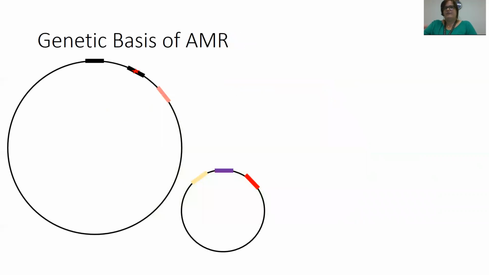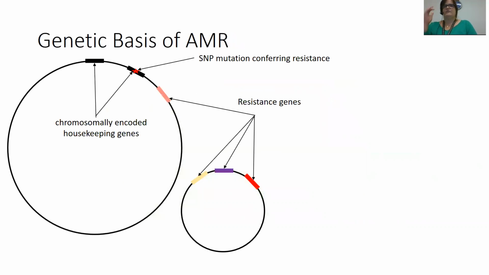So how does that relate to the genomics? Here I have a schematic of a large chromosome and a plasmid that you may or may not have in your bacteria. The colored boxes represent resistance genes. This is one way that bacteria can acquire resistance: they pick up a resistance gene that encodes some kind of enzyme that confers resistance in some way. The other way resistance can arise is through point mutations in chromosomally encoded housekeeping genes. I've labeled these housekeeping genes in black, and that star represents a SNP mutation that may have occurred.